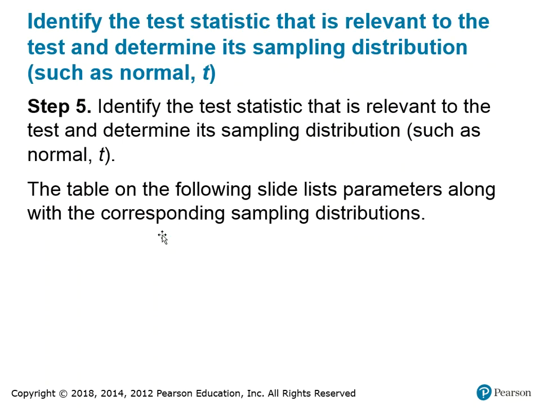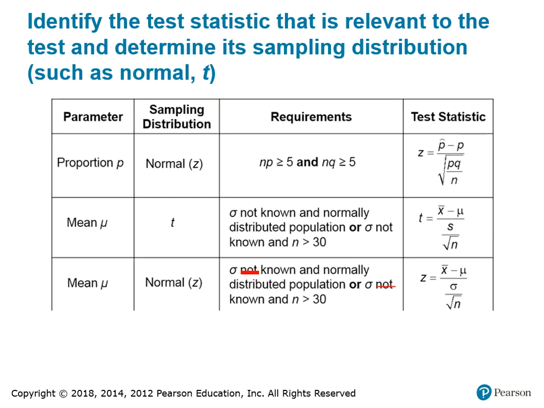So step 5 is to identify the test statistic that we are going to use. We have to decide, is it normal, is it a t, is it a z? So I have this chart to help with that. Is it a proportion? Are we dealing with a part of something, which in this case we actually are? So we would do a proportion or a normal z test.